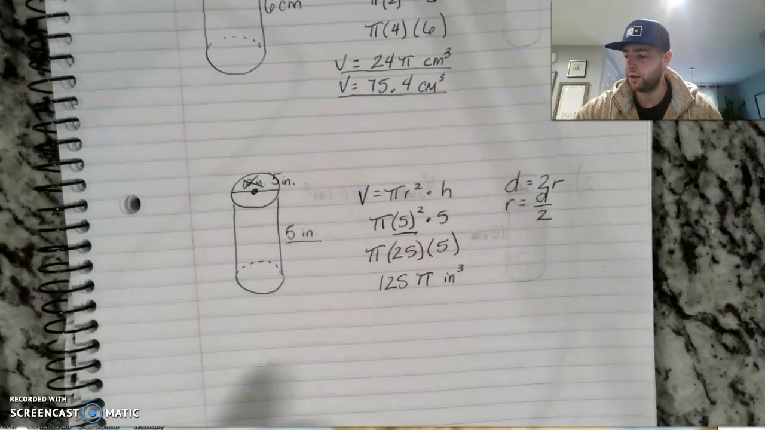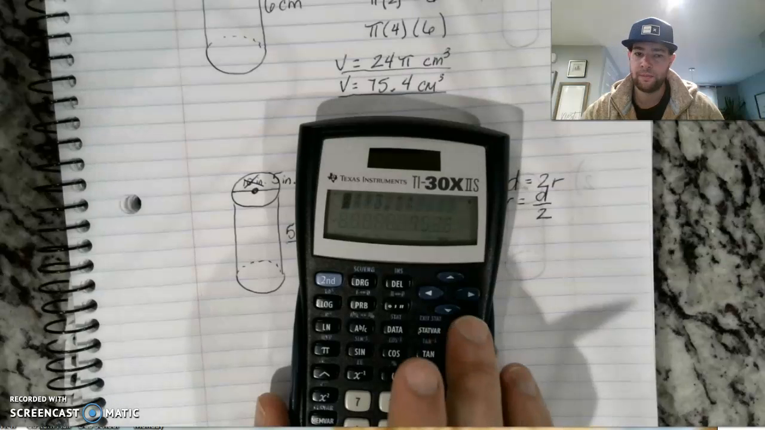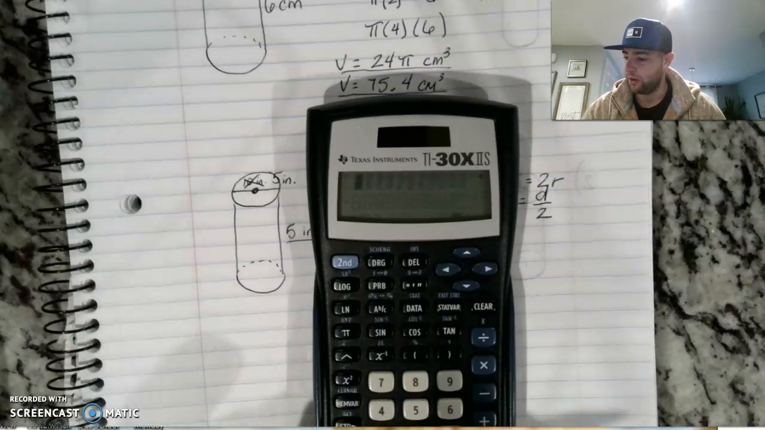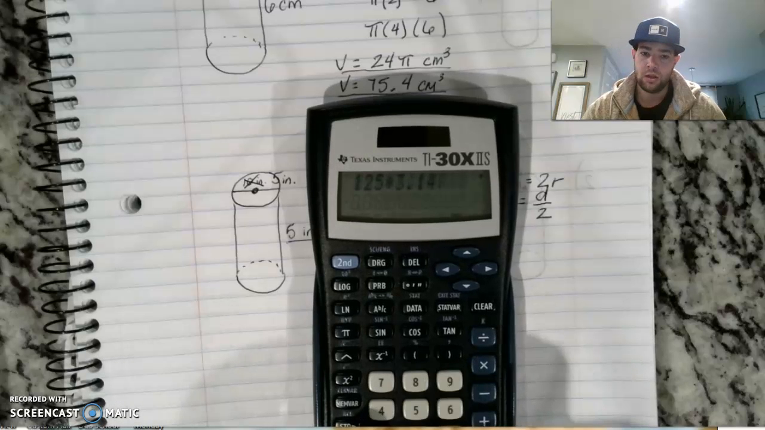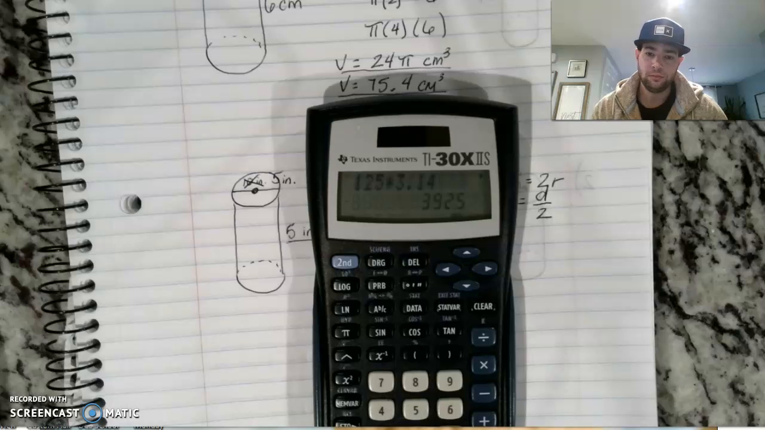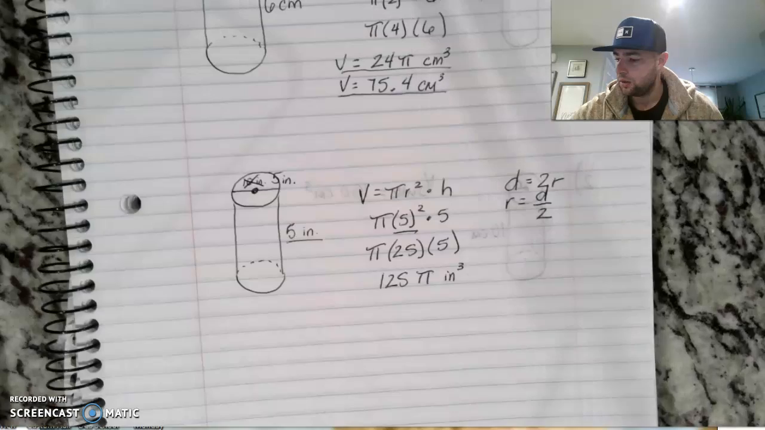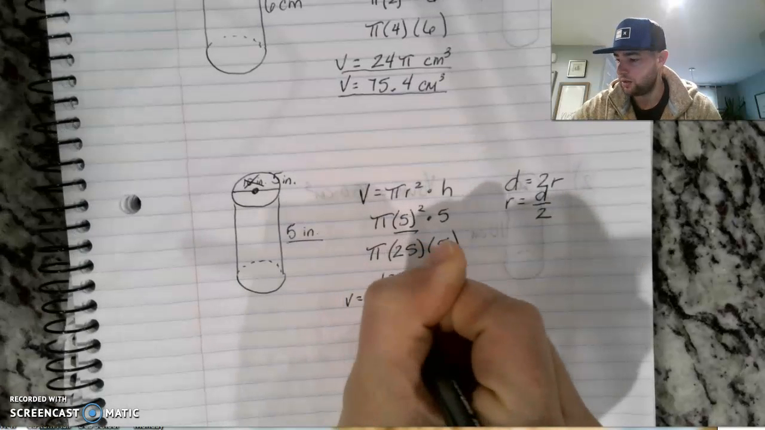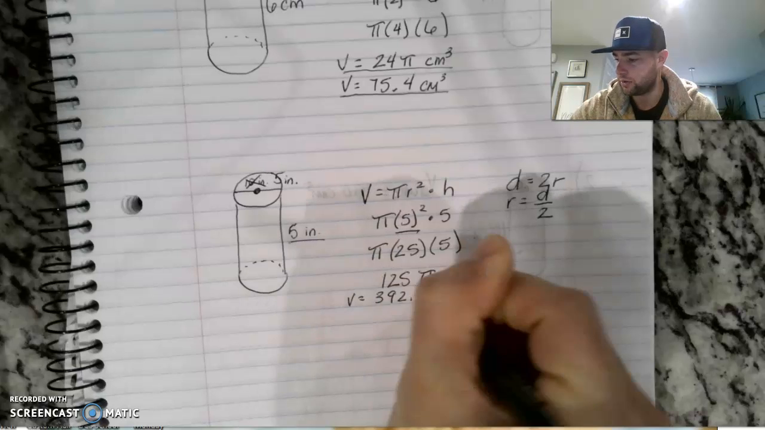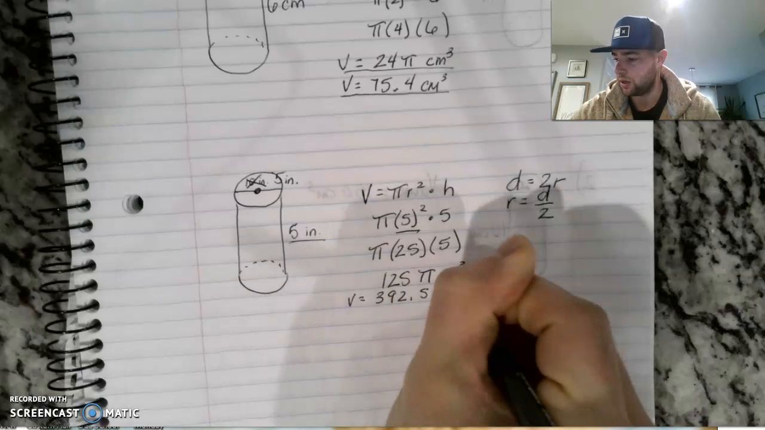So again, in my calculator, I'm going to clear it. I'm going to plug in 125 times 3.14, hit enter, and we have 392.5. So it's already rounded to the nearest tenth. I don't need to do anything else except write down my volume. So we have volume equals 392.5, and then my units would be inches cubed, and I'll box that.